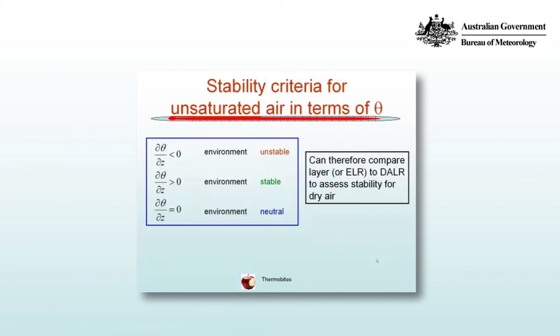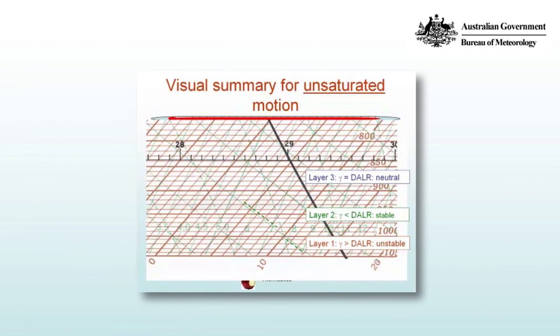So we can compare the environmental lapse rate to the dry adiabatic lapse rate and assess the stability of air. And that's done graphically here. Here's a visual summary for unsaturated motion. What's indicated, firstly, these dashed lines are dry adiabatic lapse rates for three layers. Now let's put in a temperature profile. You can see that the lapse rate of the environment is greater than that of a dry adiabatic layer. And so for this particular layer, theta decreases with height. So it's unstable.